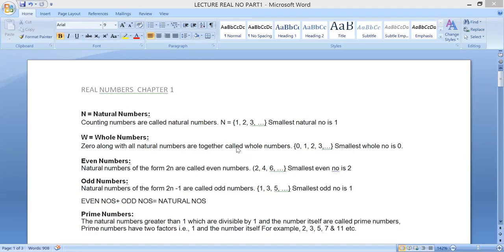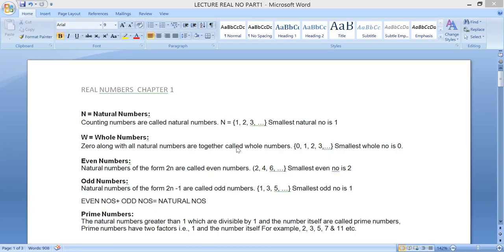And what are natural numbers? Counting numbers are called natural numbers. N equal to 1, 2, 3 and so on. You have to apply curly brackets. Why do we write curly brackets? Because it is a set, a set of natural numbers. So if I talk about the set of natural numbers, then N equal to {1, 2, 3, and so on}.